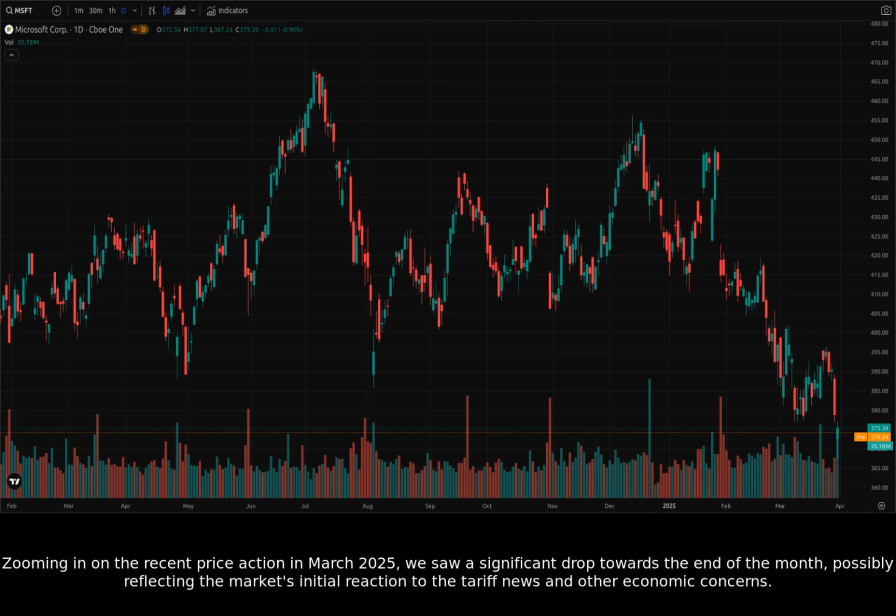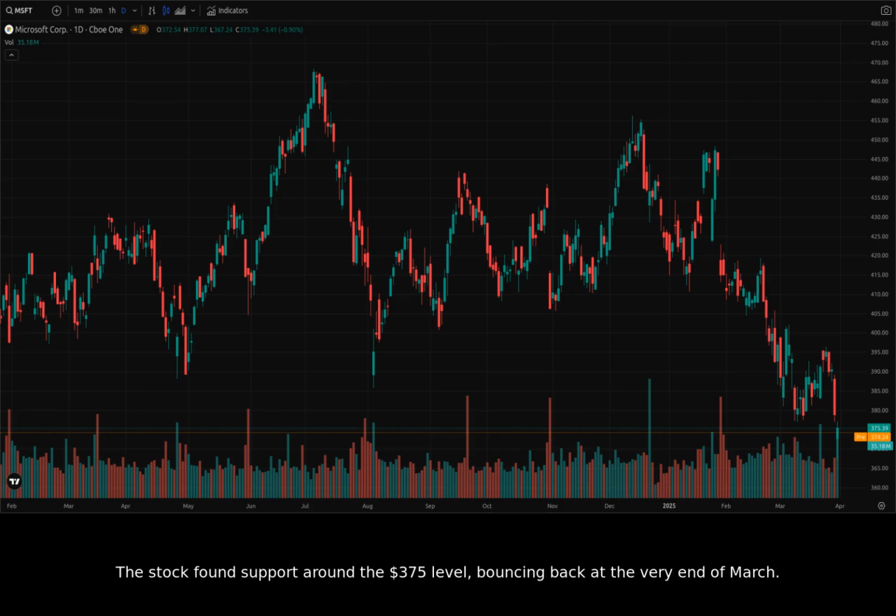Zooming in on the recent price action in March 2025, we saw a significant drop towards the end of the month, possibly reflecting the market's initial reaction to the tariff news and other economic concerns. The stock found support around the $375 level, bouncing back at the very end of March. Today, April 1st, we see a slight increase, but the uncertainty remains.